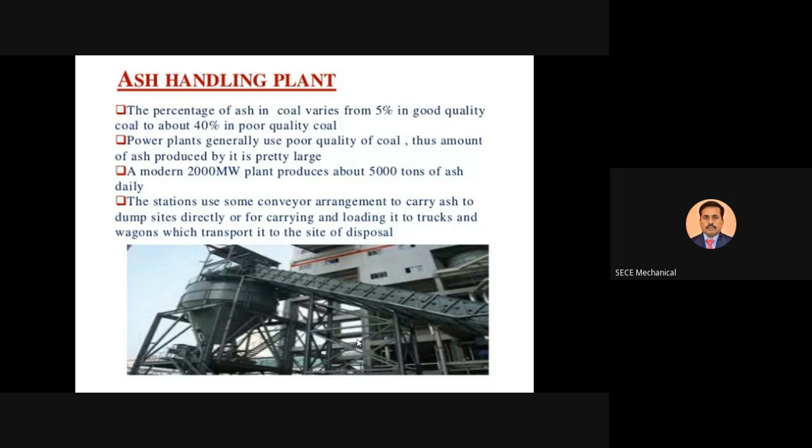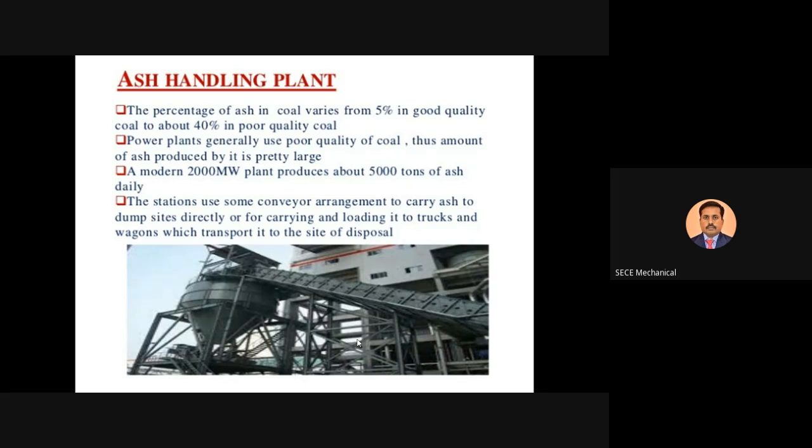So based upon what type of coal you are using, the ash content coming from your furnace area varies. If your coal is in good condition, you get only a little amount of ash. If your coal is in bad condition, that means not a good quality one, it will produce more ash. So this is the concept behind ash formation from coal. Power plants generally use poor quality coal, so the amount of ash produced is pretty large.